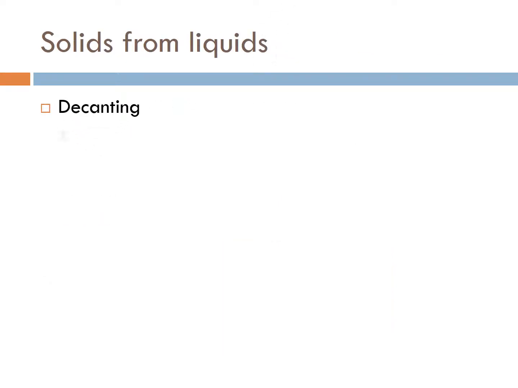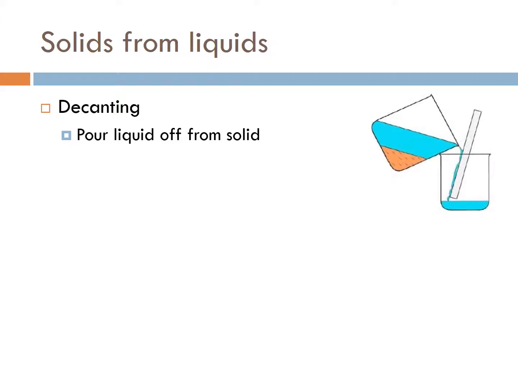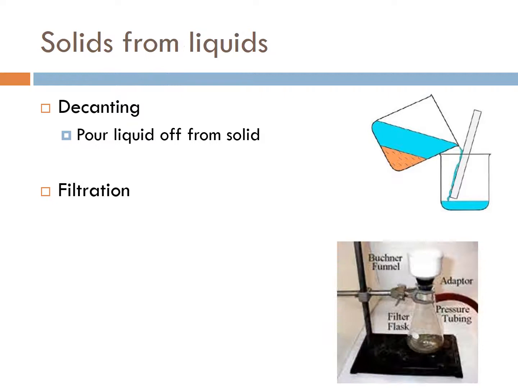So solids from liquids, you can decant. This just means you pour off the liquid. This is useful if the solution is settled all the way down and you don't need all the liquid off. So for example, you can see the liquid is above the solid, and again, you don't need all the liquid, so it's useful and it's quick.